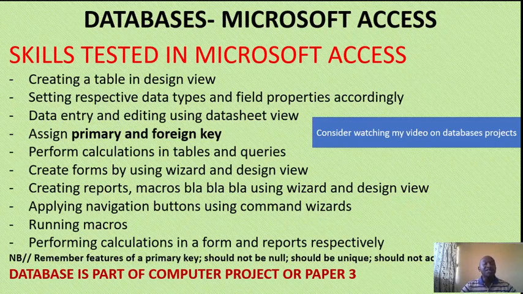Then we also test, and this is a must, how to assign primary key, foreign key, and relationships. When a primary key comes over, relationship follows. Relationship and primary key are sister and brother, or you can just call them cousins. When we talk about a primary key, it is a unique field that you must set, whereas when you set a primary key from another table, then you refer to it as foreign key.